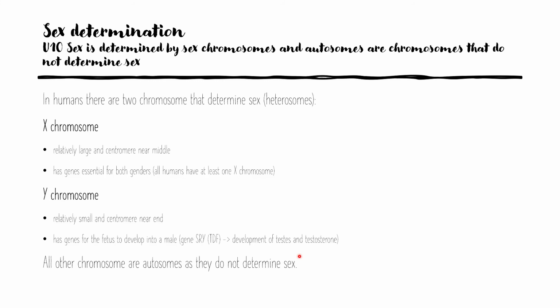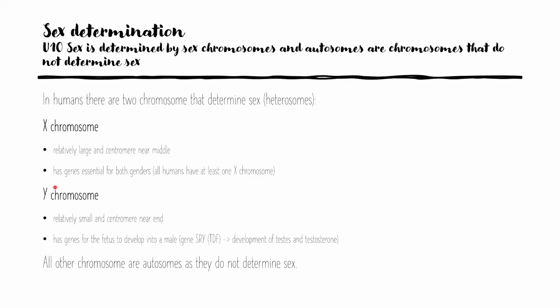Sex determination, understanding 10. In humans, we have 2 chromosomes that determine sex, and these are known as heterosomes. The first sex chromosome is our X chromosome. It's a relatively large chromosome, and the centromere is near the middle. It has genes essential for both genders, so all humans have to have at least one X chromosome.